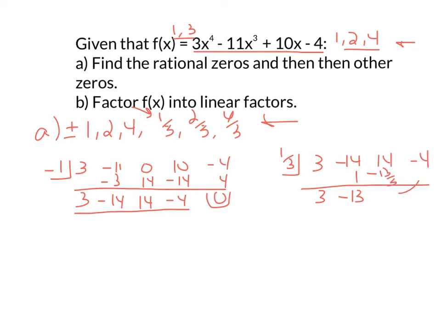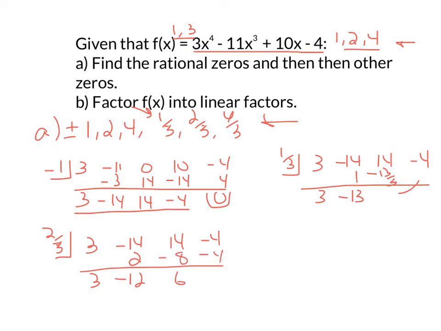So maybe instead of 1/3, maybe it was 2/3. Maybe I misread my calculator. So I'm going to try that again, except try 2/3 and see what happens here. Hopefully it works better. So I'm going to bring down the 3. 2/3 times 3 is 2. It'd be -12. 2/3 of -12 is -8. It's looking good. 6. 2/3 of 6 is perfect.